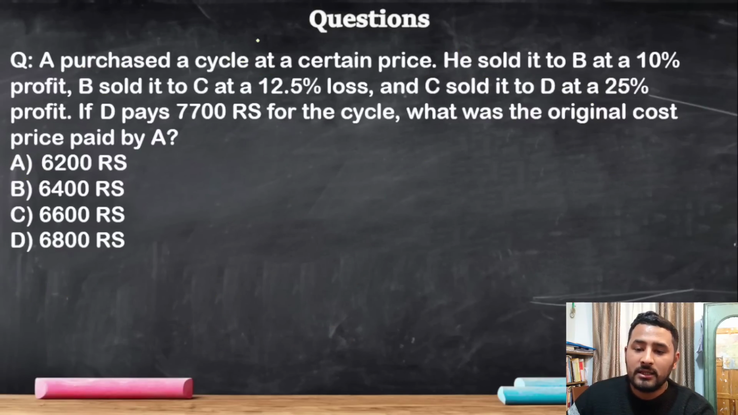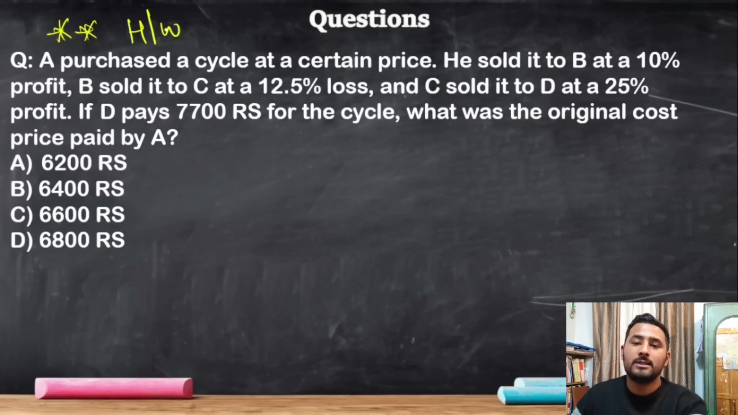Let's see next. A purchase. So this I want you to do as homework. Do it the same way. Get the fractional value of this one. If it is profit, add to the numerator. If this is a loss, subtract it from the numerator. Then equate with 7770. So this type of question you can expect this time.